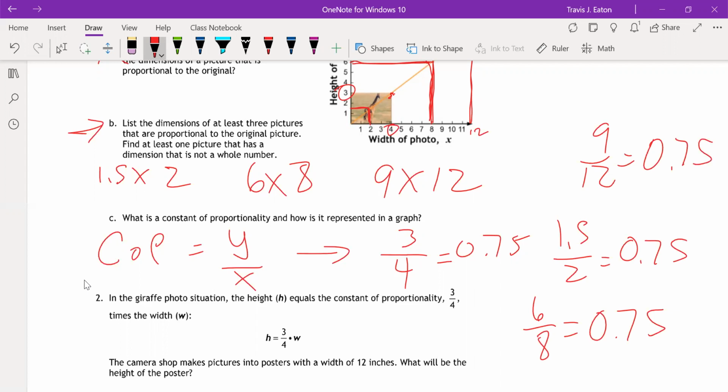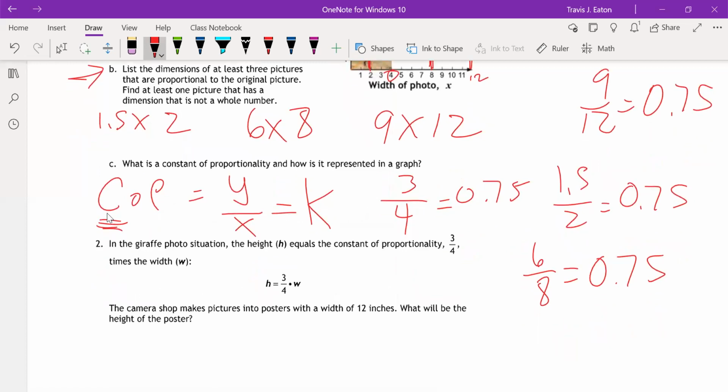It's called the constant of proportionality because it is always the same. It's constant. There's a specific variable that we use to represent the constant of proportionality. So y divided by x will always give you k. I have no idea why, but that's a universally recognized symbol for the constant of proportionality.